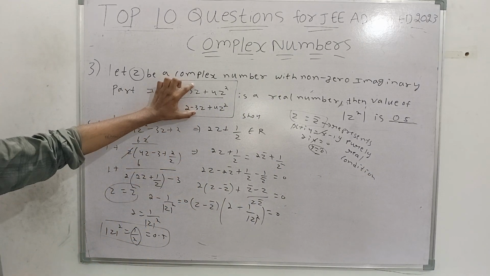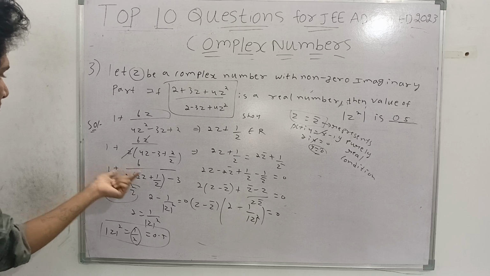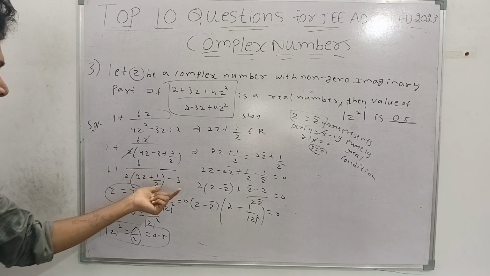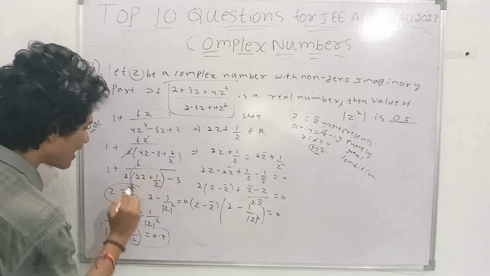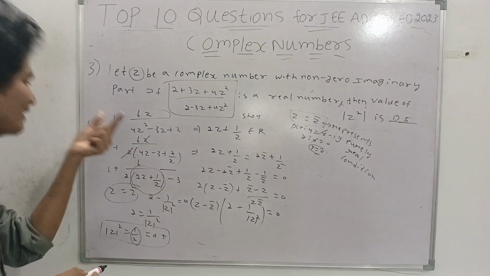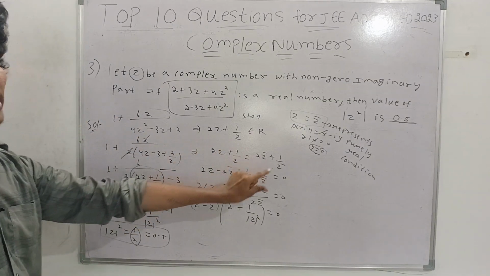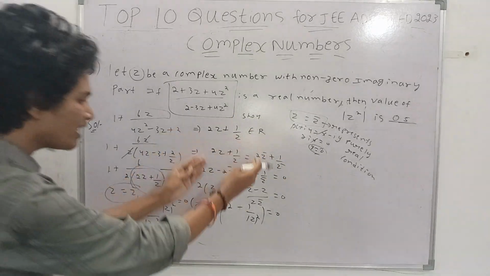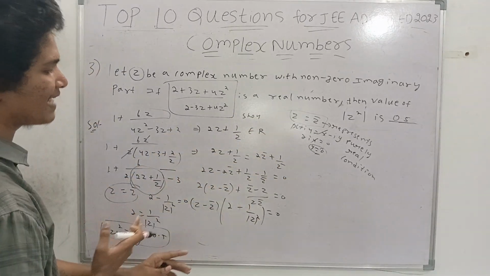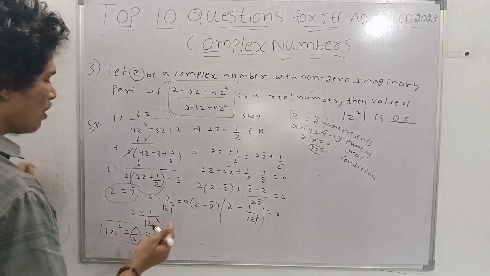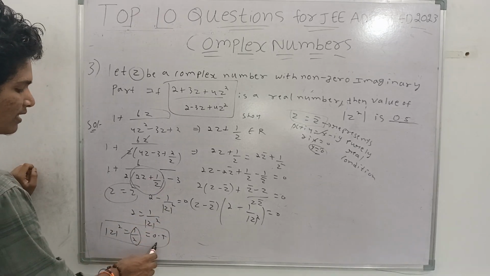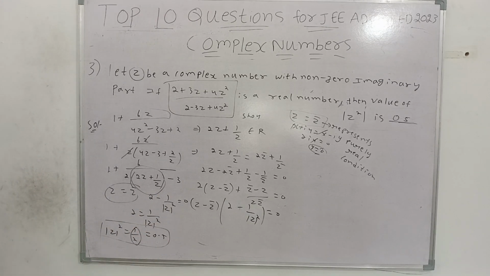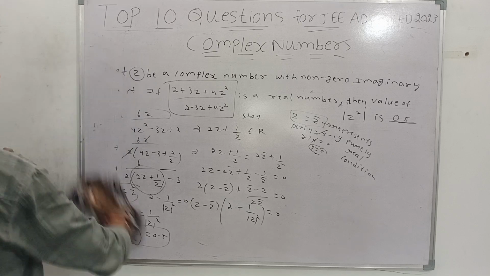Just we have to make this like this: 1 plus 6 divided by 2 into 2z plus 1 by z minus 3, and we have to make this part real. To make this part real, this complex number should be equal to its conjugate. That is 2z plus 1 by z equal to 2z bar plus 1 by z bar. When we equate, do the transformations and solve, we get mod z square equal to 1 by 2, that is 0.5. This is it. 3 questions got completed.